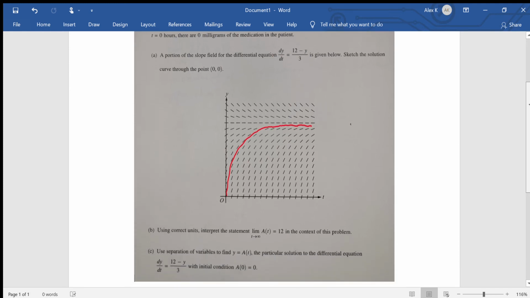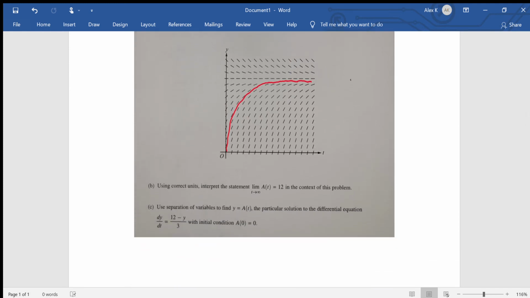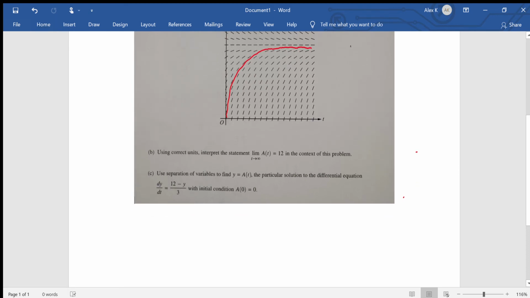Part B: using correct units, interpret the statement that the limit of A of t as t approaches infinity is 12 in the context of this problem. So what does that mean? What we need to understand is that this represents the amount of medication in the patient.